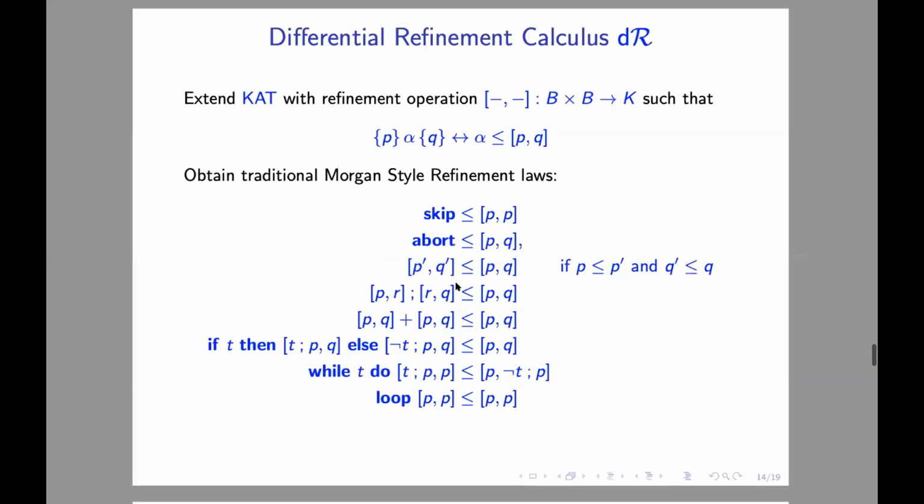Now for the differential refinement calculus, we just need to add a refinement operation to the Kleene algebras with tests, and this refinement operation, given a precondition and a postcondition, will already satisfy the Hoare triple, and it would be the largest program that does so. Again, we formalize this in Isabelle/HOL, and we only need to prove the soundness of these rules in order to obtain the rules. And we can derive them for both traditional while programs and the programs from differential dynamic logic.